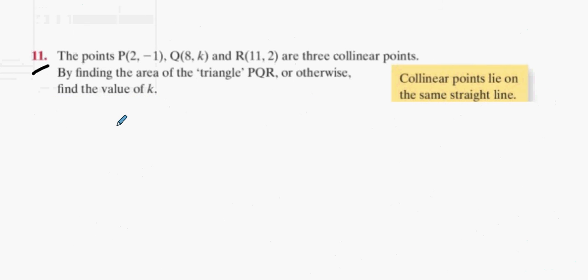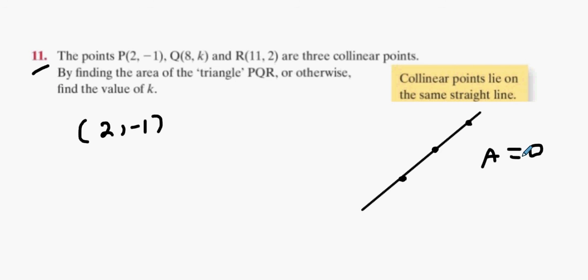This one was easy. Oh, what did we say yesterday? What does collinear mean? Collinear means they're all on the same line. And if they're all on the same line, what does that mean about the area of the triangle? Area equals 0, okay? So we know that straight out.